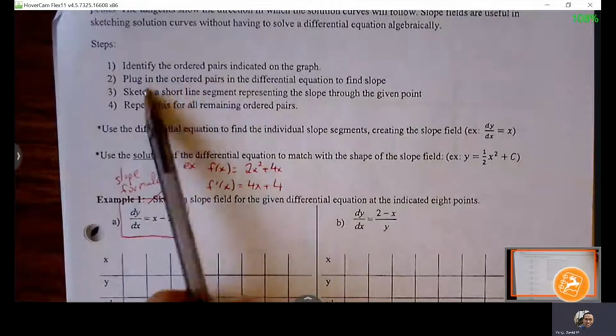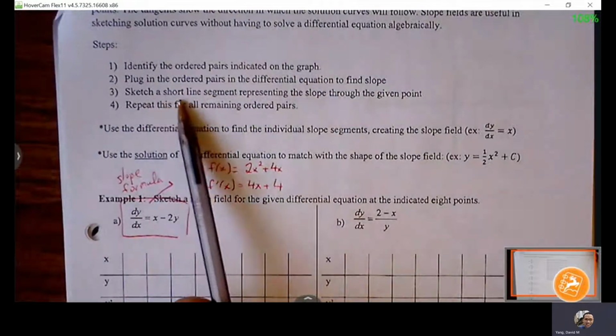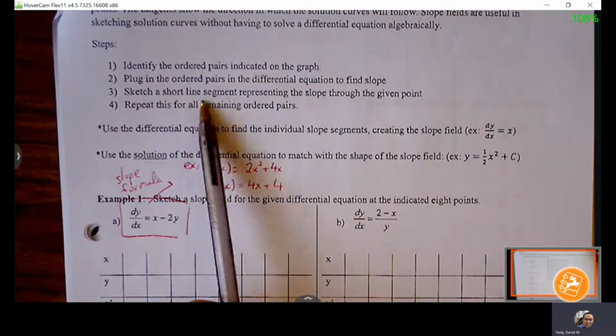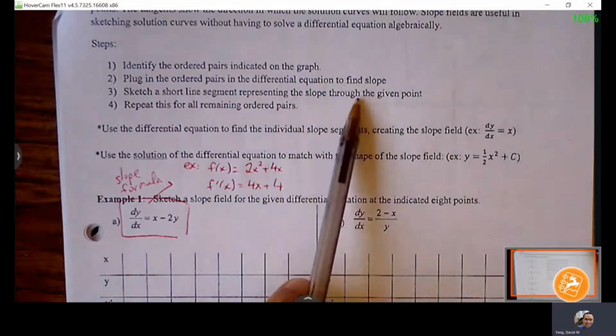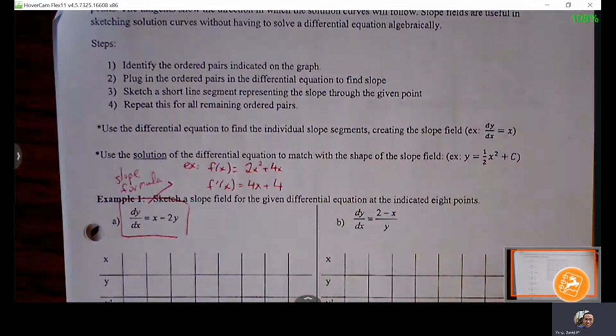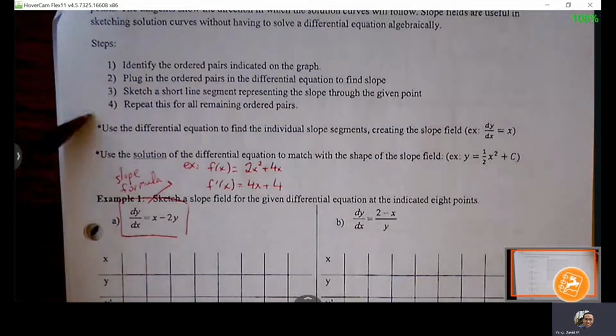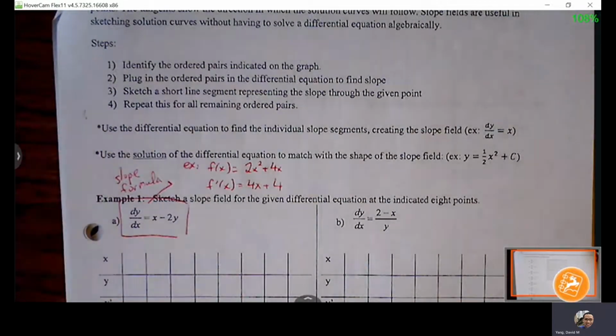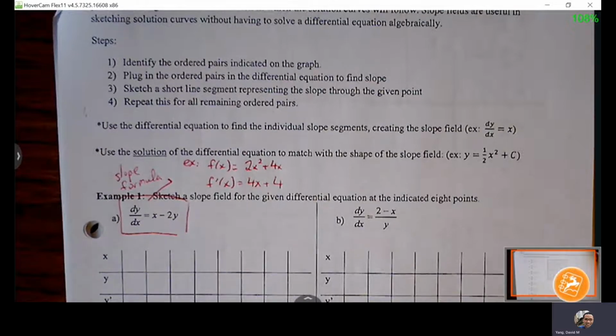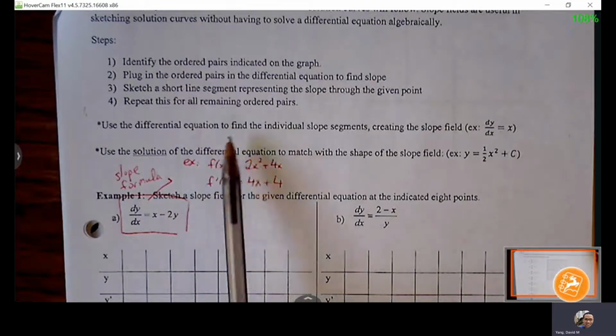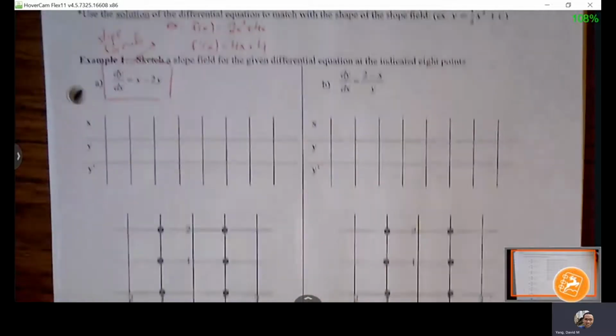Okay, from there, we're gonna get back a number. We're gonna sketch a short line segment that represents the slope through the given point, and we'll repeat this for all the remaining ordered pairs. I have two more pieces of notes here, sentences, but I'm gonna come back to this later after the second page when we can have a perspective as to how to interpret these sentences here.